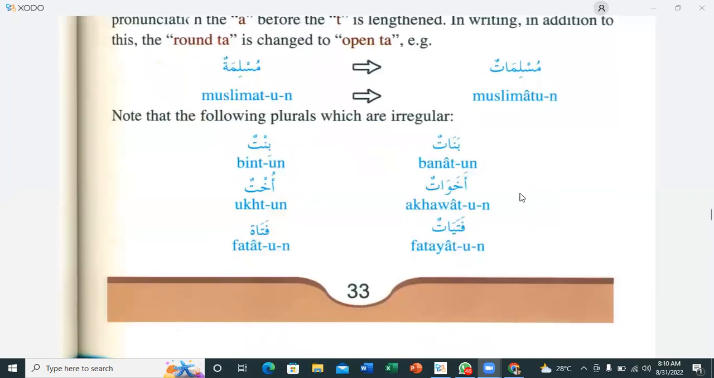Note the following plurals, which are irregular. Bintun means daughter, and banatun, daughters. Ukhtun, sister, akhawatun, sisters. Fatatun, young woman, fatayatun, young women.